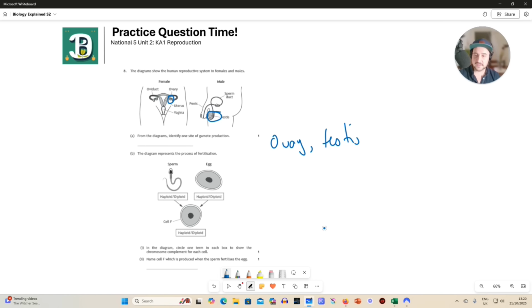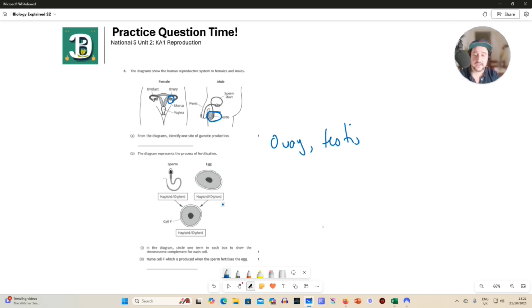Second of all, the diagram represents a process of fertilisation. You've got sperm and egg, and then you've got cell F. In the diagram, circle one term in each box to show the chromosome complement for each cell. So it's using the words chromosome and complement. So these are words that you need to know the meaning of. Okay, it's a slightly wordier question than it needs to be. It's just asked you to say if it's haploid or diploid.